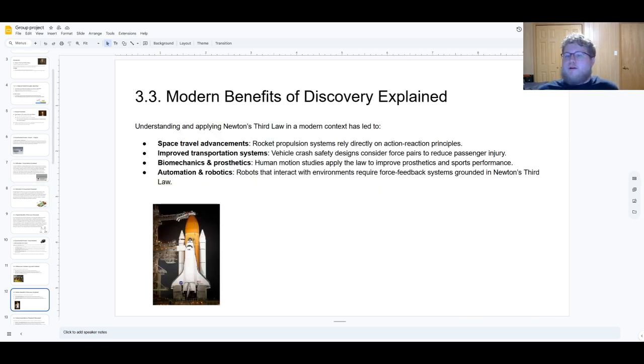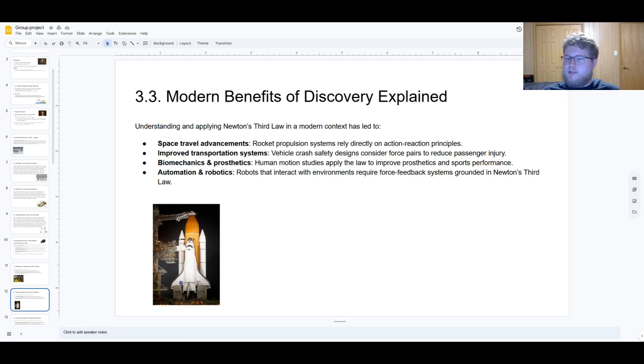Section 3.3. Modern Benefits of Discovery Explained. Understanding and applying Newton's third law in a modern context has led to space travel advancements. Rocket propulsion systems rely directly on action-reaction principles. Improved transportation systems: vehicle crash safety designs consider force pairs to reduce passenger injury.